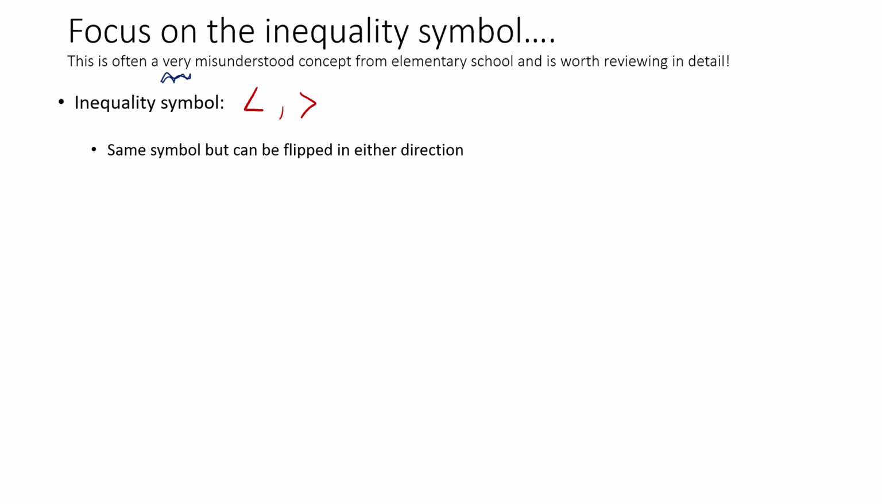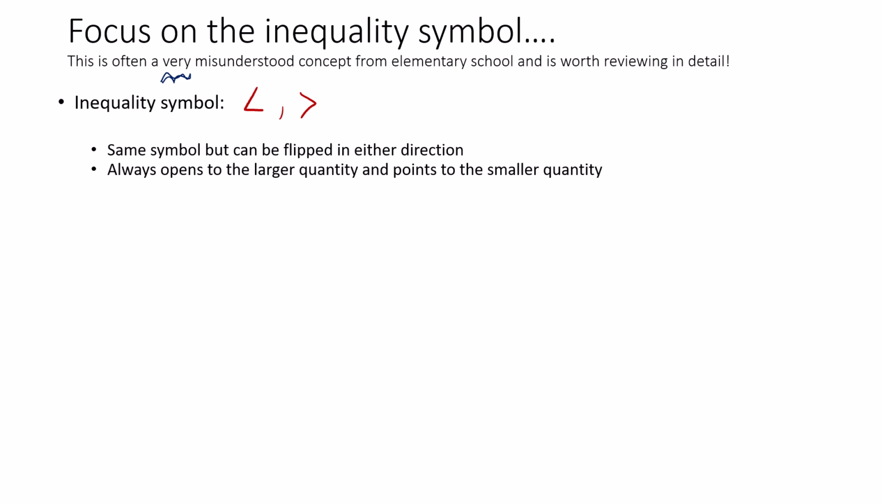Now, it is the same symbol, but it can be flipped in either direction. And the first misconception I want to address in this video is that those are two different symbols, and one of them is the less than symbol and one of them is the greater than symbol. It is the same symbol, and it can be flipped in either direction depending on whether the quantities you're looking at are bigger or smaller. It always opens to the larger quantity and points to the smaller quantity.